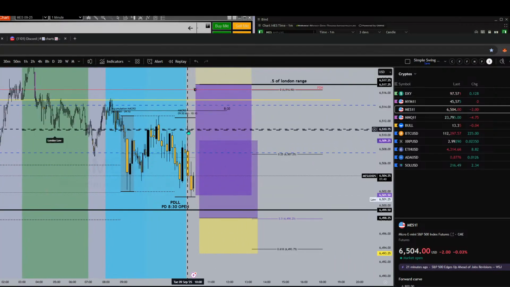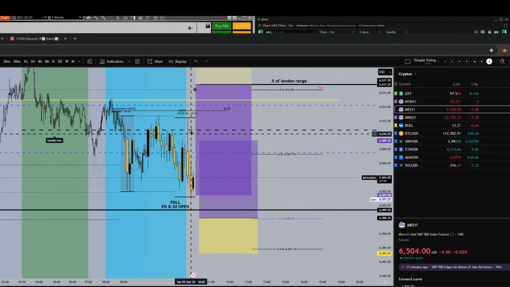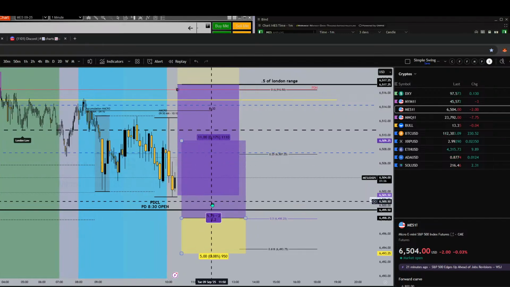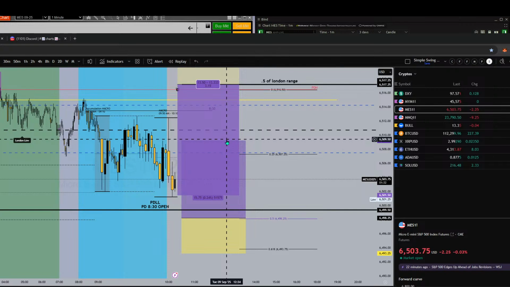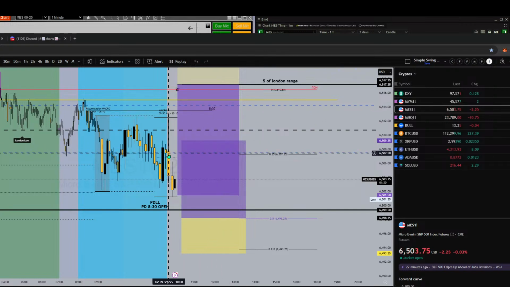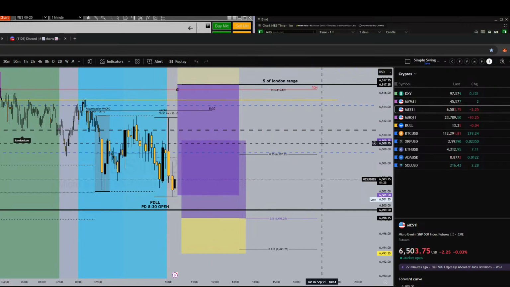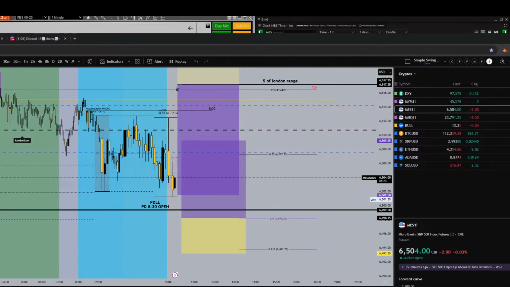Now, if you took a trade from this black line, that would be London low. That would be an A plus setup to sell off, right? Didn't take that trade, but a sell could have been taken from this level, this level. It just depends. We're level based traders, so you just have to think about the level, the potential levels.